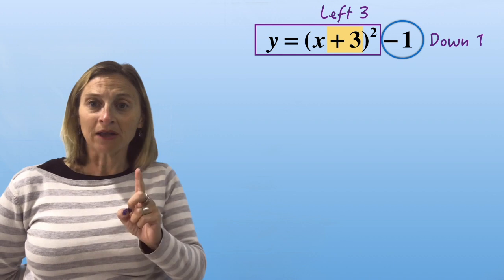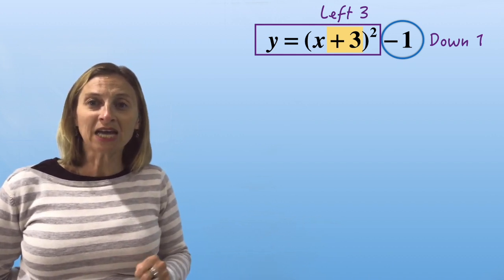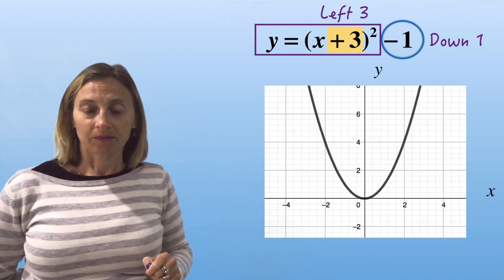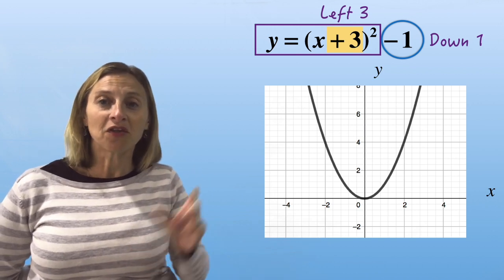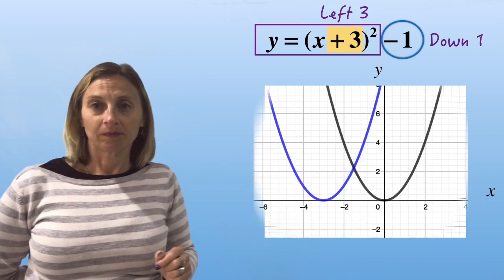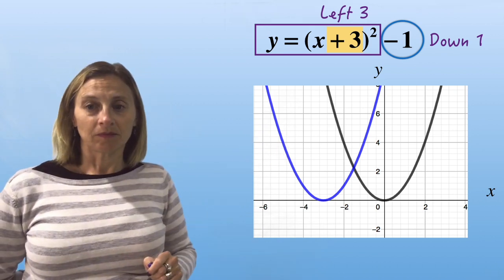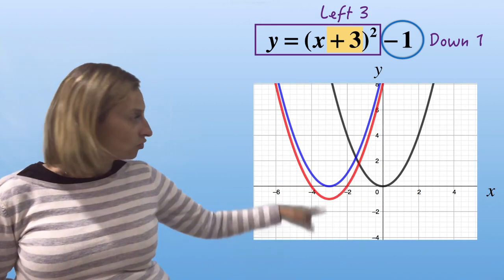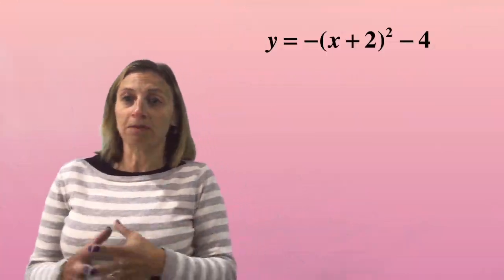Let's do it. Remember, don't try to graph it all in one go. Do it bit by bit. We start by drawing y equals x squared. Then we want to move that graph to the left 3 places. Just like that. And now we're going to move that graph down 1. Just 1. And of course we can highlight our answer. Y equals minus (x plus 2) all squared minus 4.